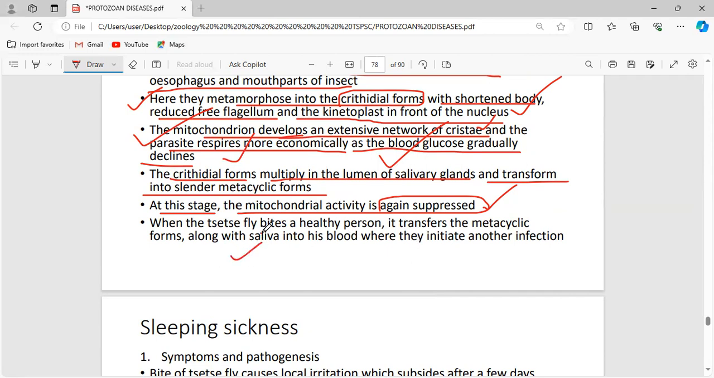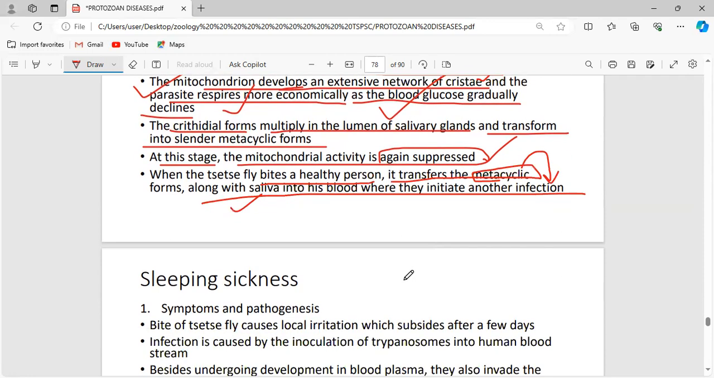When the tsetse fly bites a healthy person, it transfers the metacyclic forms. So these metacyclic forms will enter into humans. Obviously, the metacyclic form is considered the infective stage. Along with the saliva into the blood, they initiate another infection and the cycle will continue.